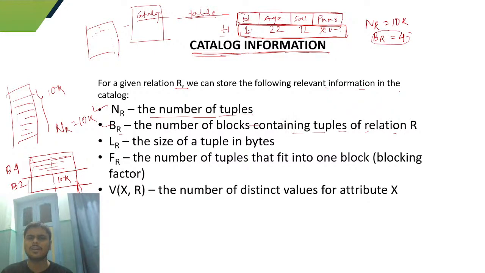So let's say ID takes 2 bytes, age takes 4 bytes, salary takes 8 bytes, and phone number takes 1 byte. So the entire LR will be what? The entire LR will be 2 plus 4 plus 8 plus 1. So 2 plus 4 is 6, plus 8 is 14, plus 1 is 15. So our LR will be 15 bytes.